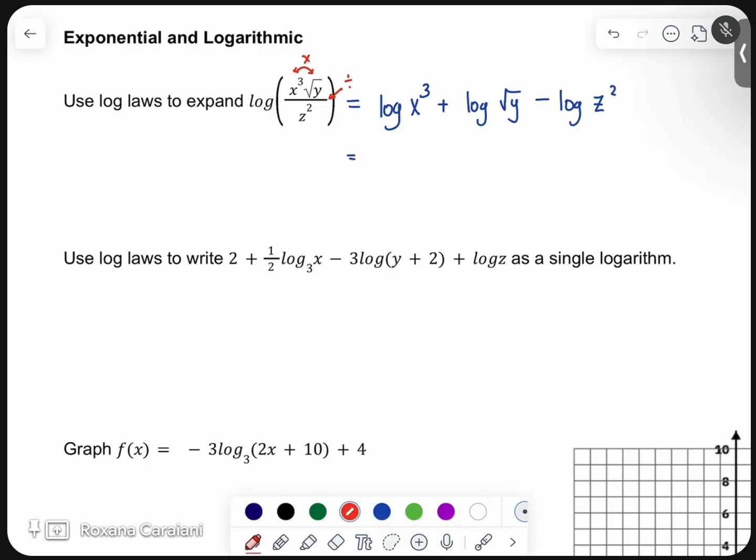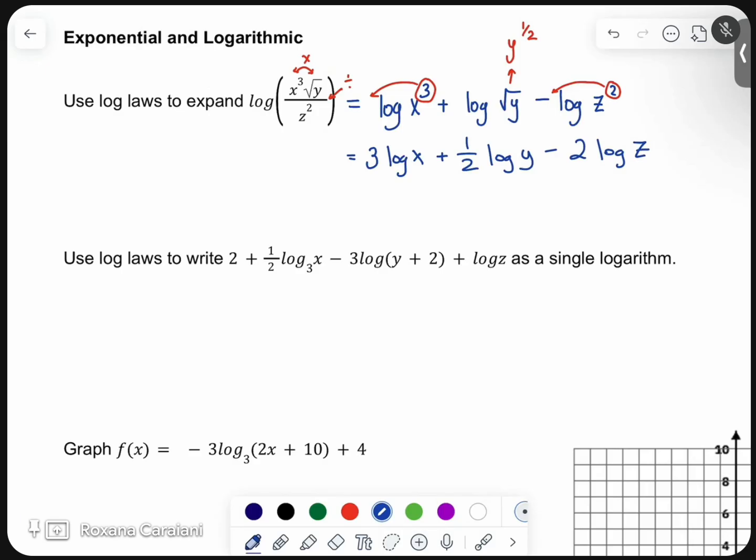And finally, all of these exponents here can come out front. And as a reminder, the square root of y can be written as y to the power of a half, right? So we take the index of the root, so this is a square root, and we put that in the denominator of the exponent. If it were a cube root, it would be a third, and so on. And I'll bring that front. So I'm going to have 3 times log x plus a half times log y minus 2 times a log z. So here I expanded it out.